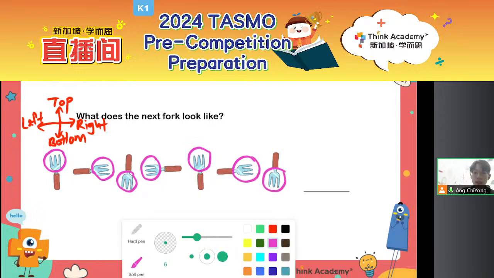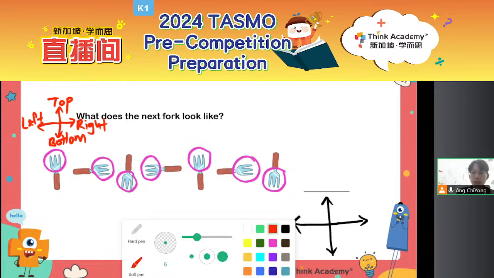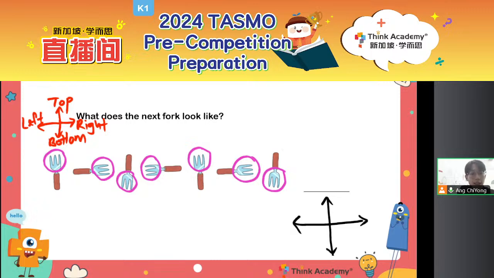Okay, let me draw the directions again. So I have the top, left, right, and bottom. Okay, which direction is it facing? At the start, it is at the top, right? And then the next one goes to the right side. So the fork is as if it spins, right? It spins in which direction? It spins clockwise or anti-clockwise.